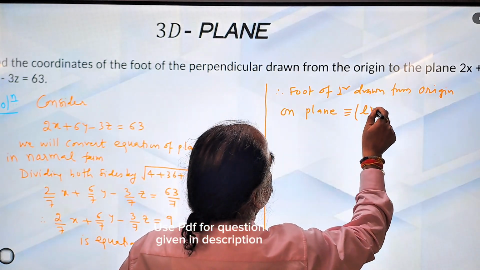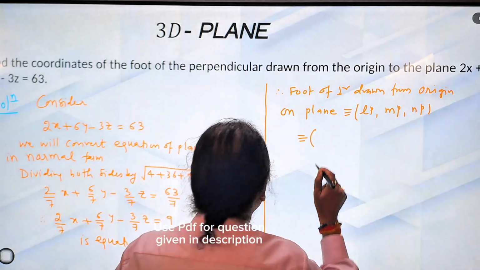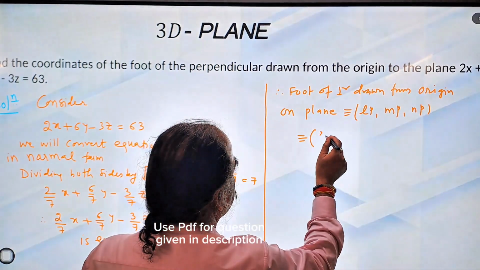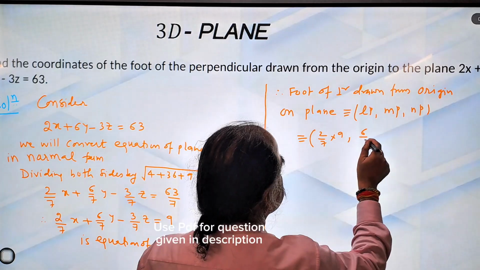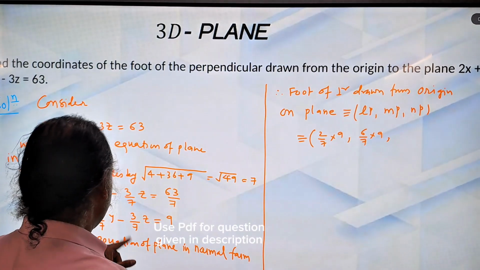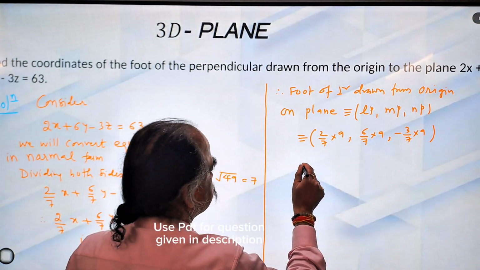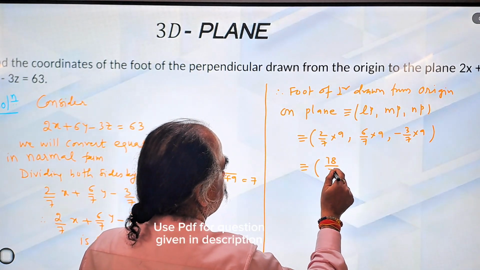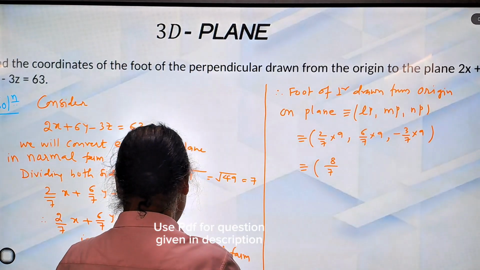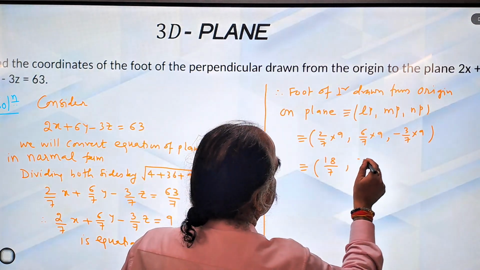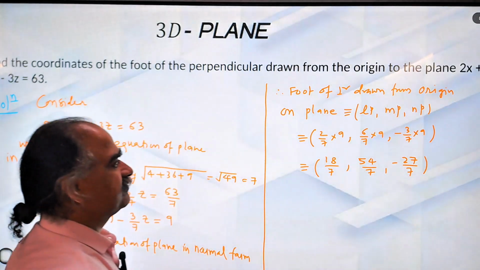corresponds to lp, mp, np. l is 2 by 7 and p is what? 9. 6 by 7 into 9, minus 3 by 7 into 9. 18 by 7, 54 by 7, minus 27 by 7. This is foot of perpendicular.